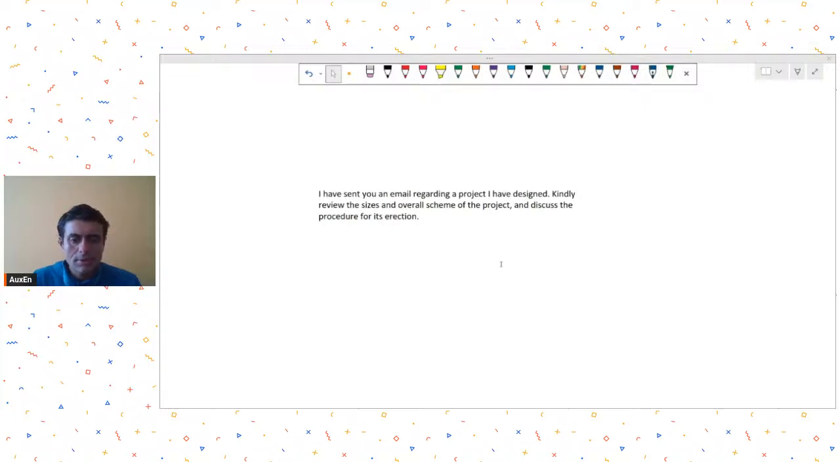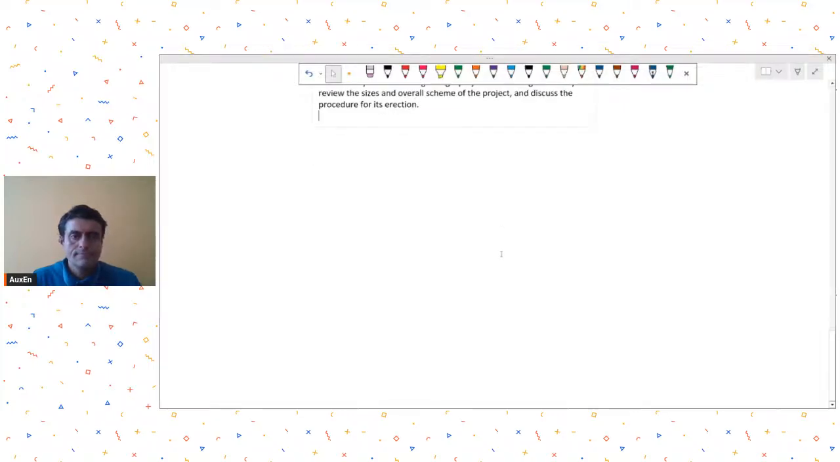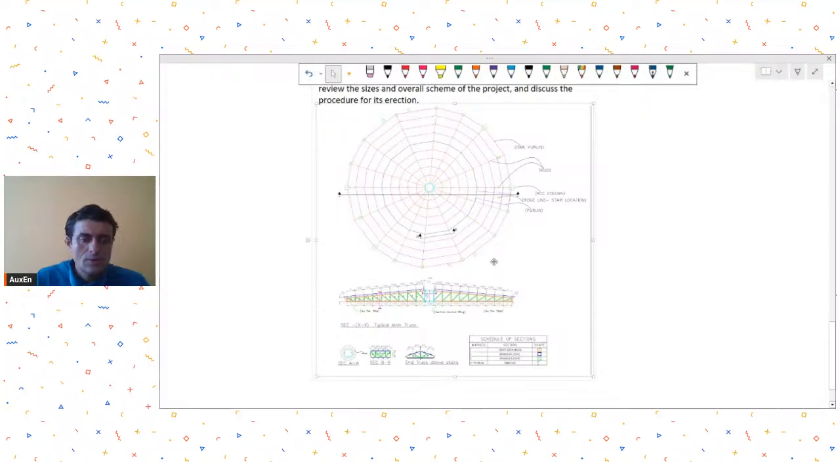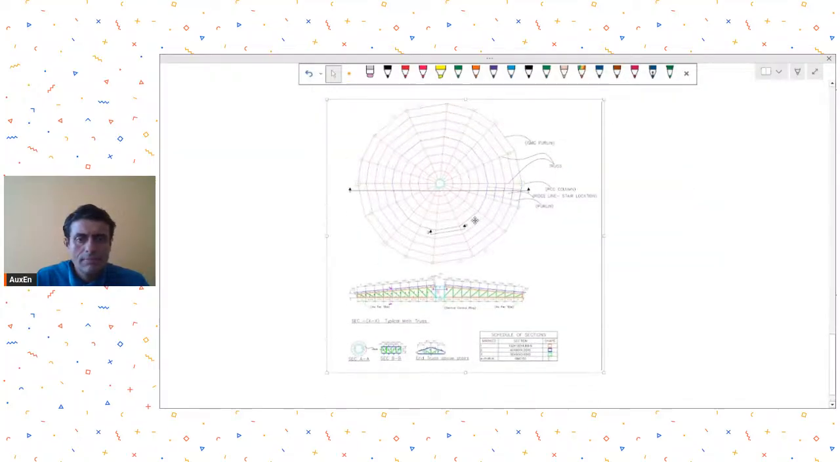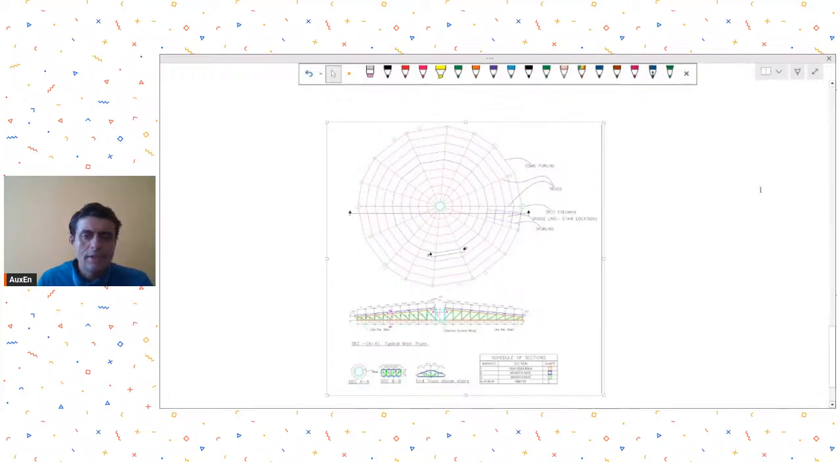So he has shared this image. This is a radial truss that he has prepared. A similar question was asked in the last session. Just hold on. Yeah. So this is his scheme, and this is his radial truss.